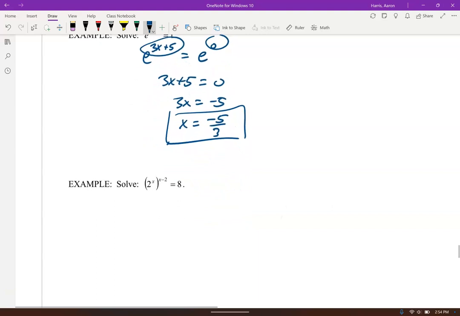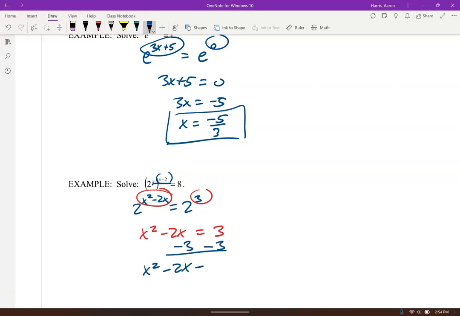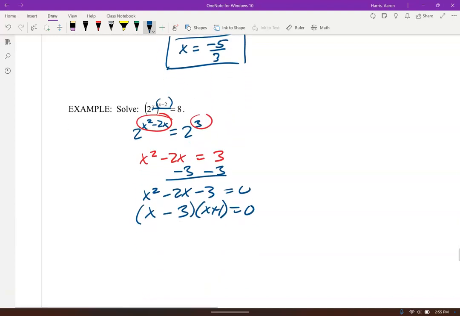How about this one? 8 can be written as 2 to the third. Power of a power would be x times both of those. X minus 2 is x squared minus 2x. So now we know x squared minus 2x has got to equal 3. Now I'm solving a quadratic, so I'm going to get one side equals 0. Let's factor that. So we end up with 3 or negative 1, and we could check to make sure that those work in the original.